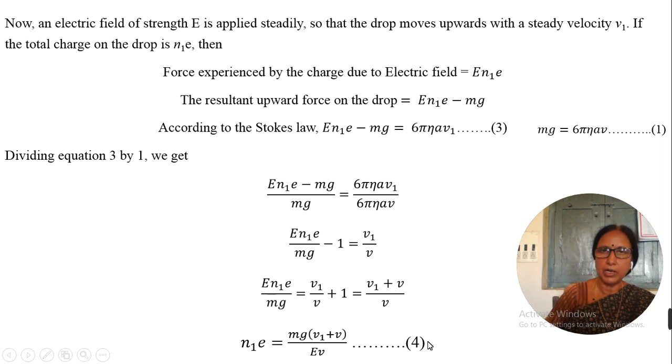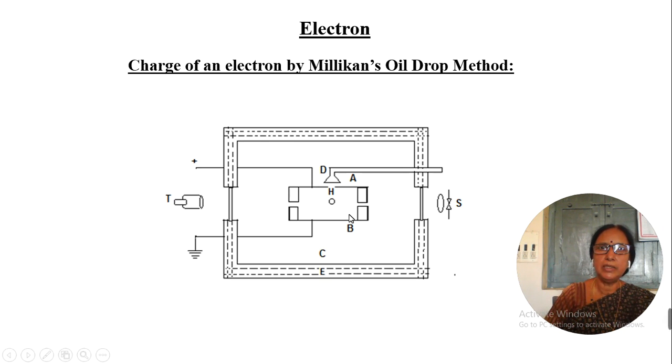Now we irradiate the air between the plates with X-rays. The X-rays incident on the air medium ionize the air, and thereby the drop picks up a few additional charges. Already n1 charges are there due to the frictional force between the nozzle of the atomizer and the oil. Once the air is ionized, along with those n1 charges, the drop picks up additional charges. Let n2 be the new charges accumulated on the drop.